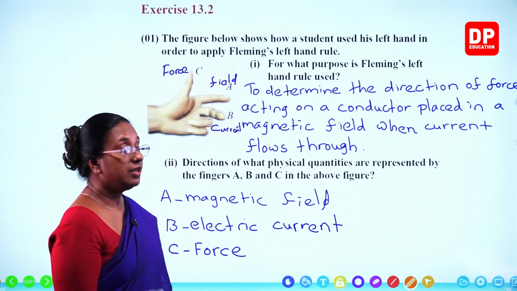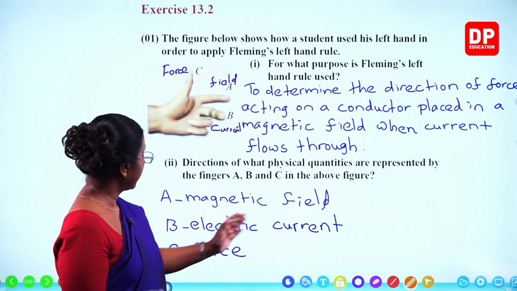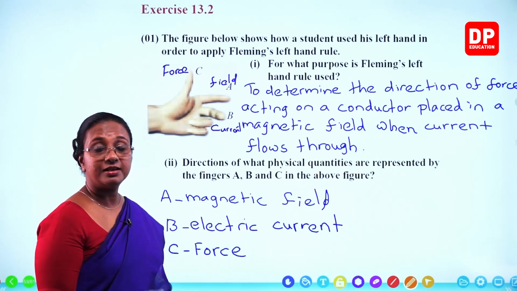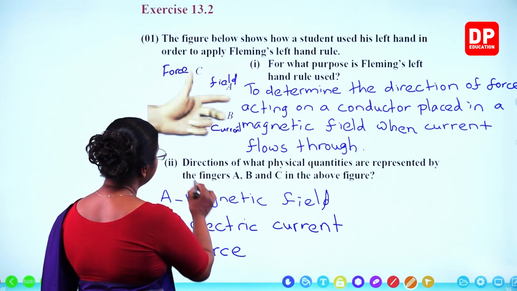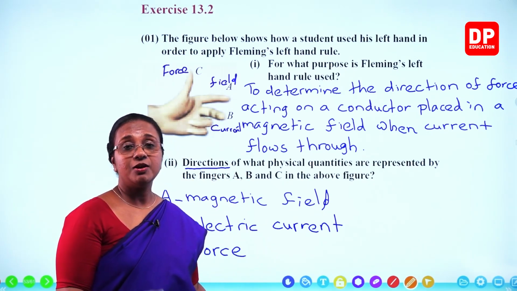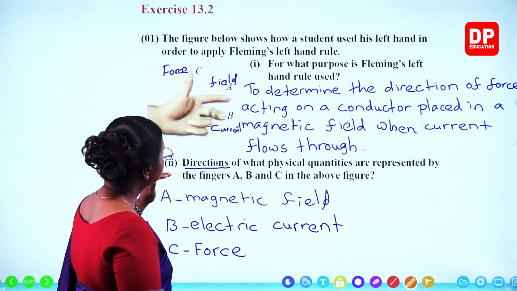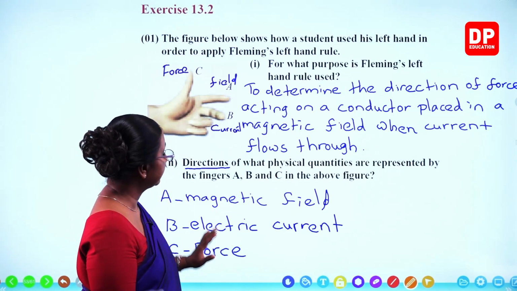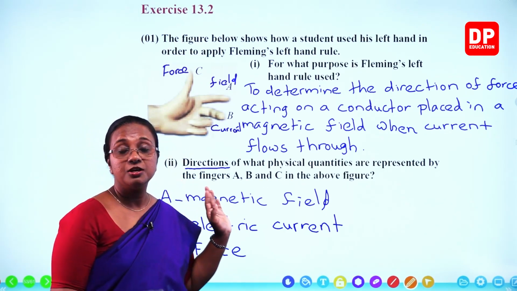Here we don't have to say direction of magnetic field, direction of electric current and direction of force, because they have already mentioned it in the question. But if you write it that way also, it's fine. It's just that they want you to know the physical quantities represented by each finger.